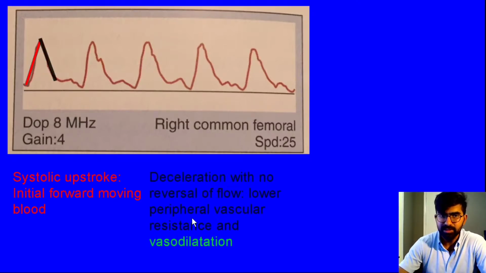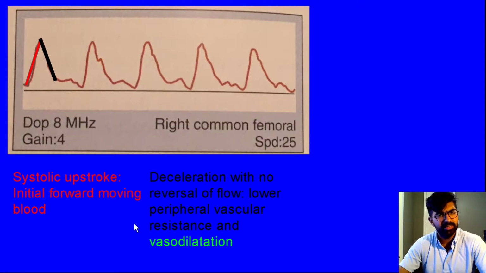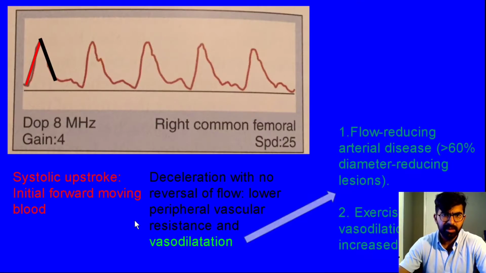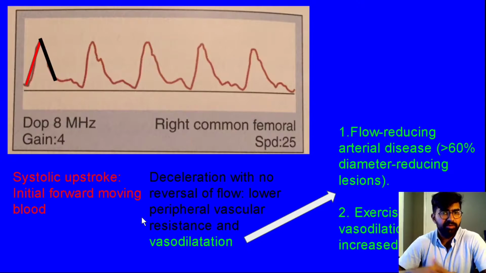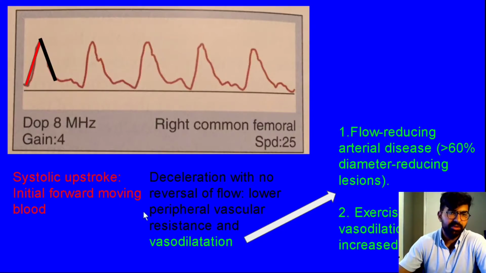Something interesting happens on this portion of it. You do get a deceleration, but there is no reversal of flow. And what this likely represents is lower peripheral vascular resistance and vasodilation. And the question you have to ask yourself after you look at a waveform is, why would there be lower peripheral vascular resistance and/or vasodilatation? And what you find is that you can get flow-reducing arterial disease, which is more than 60% diameter reducing, or exercise-induced vasodilatation, both of which decrease peripheral vascular resistance and increase vasodilatation.